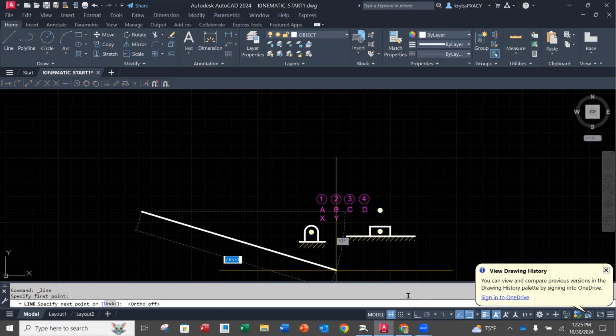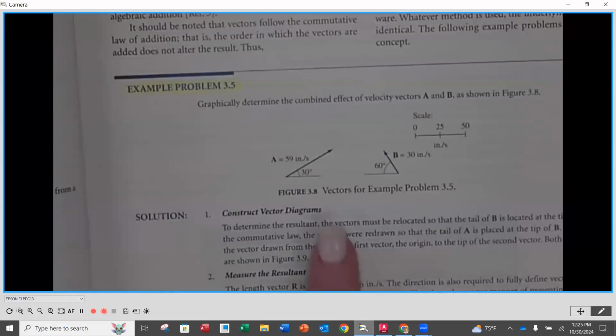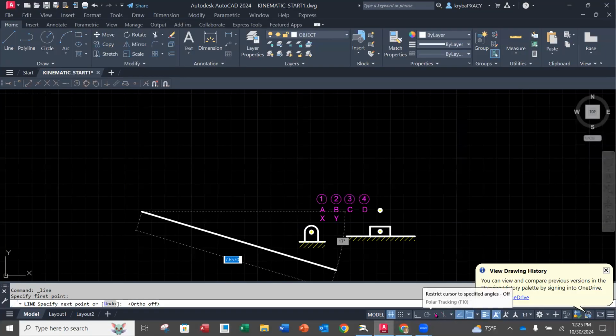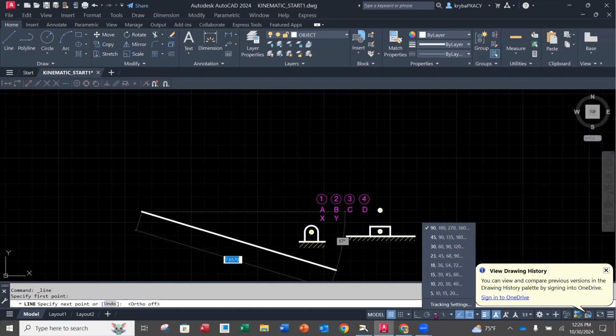So as we're looking here, you're going to notice down at the bottom, you should have this polar tracking available to you. And then there's a little down arrow on the right-hand side. As we look at the angles that we're dealing with, I'm going to go back underneath here, you're going to notice I have one at 30 and one at 60. So what I want to do in AutoCAD is restrict the cursor to only go to specified angles, but I have to identify that angle first. So on the down arrow on the right-hand side, we want to pick the one, in this case 30 and 60, we want to restrict it to snap to angles in 30-degree increments.